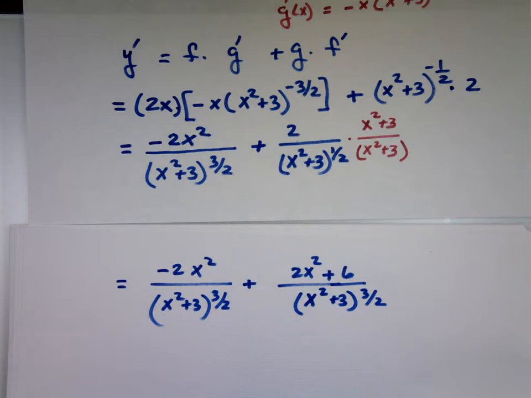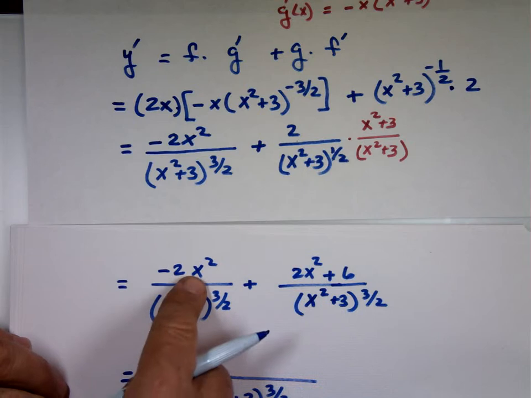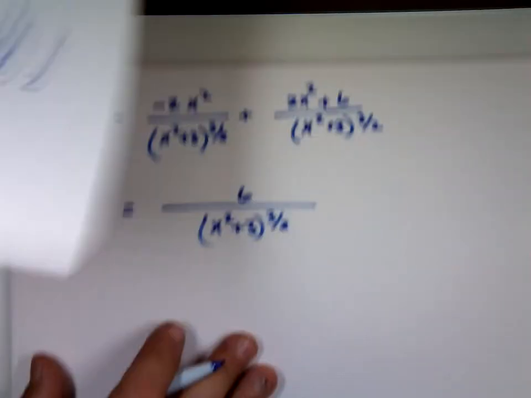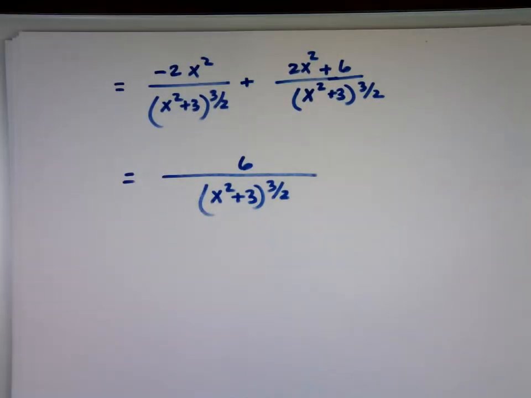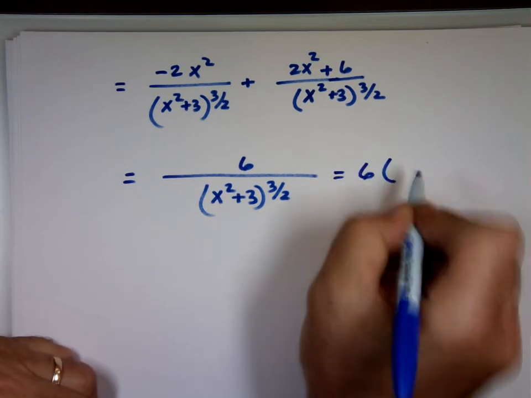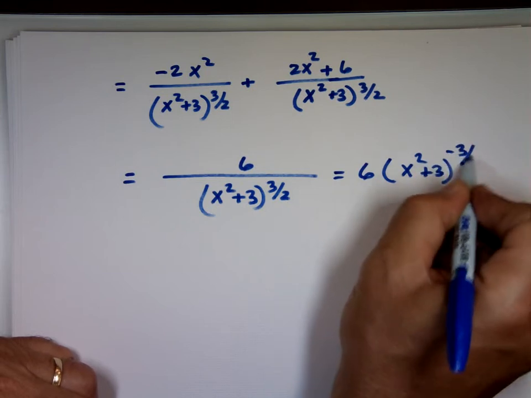Now you make it one fraction. Negative 2x squared plus 2x squared is gone. So what do you have there? 6? So the answer is 6 over (x squared plus 3) to the 3 halves. Again, they might leave the answer as negative exponents. I really don't know how they want the answer. They might leave it like this, who knows.